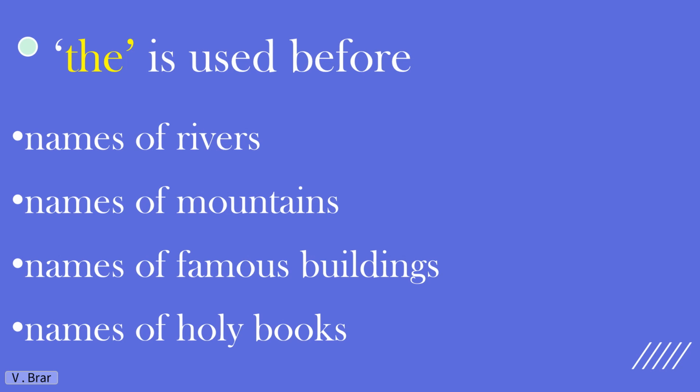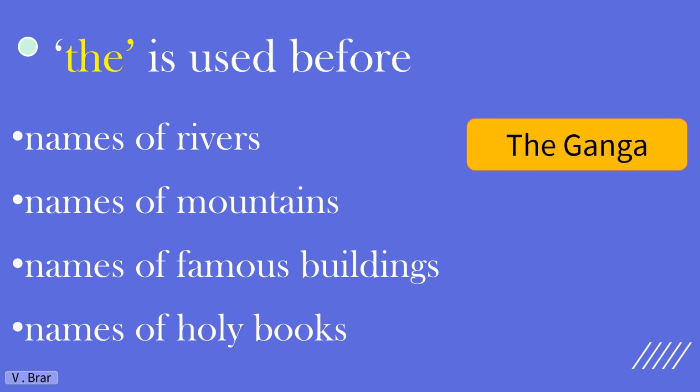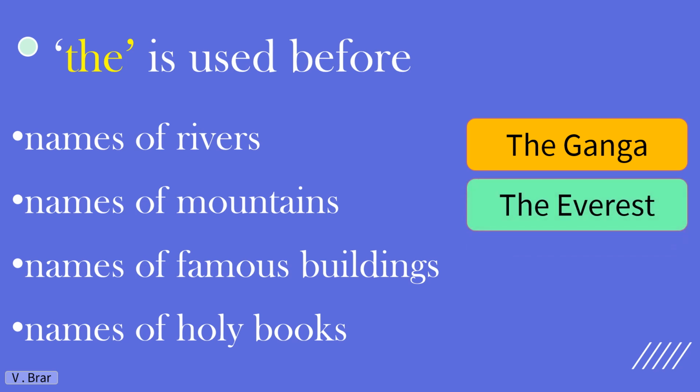Children, always remember the is used before names of rivers. For example, the Ganga. Names of mountains. For example, the Everest. Names of famous buildings. For example, the Taj Mahal. Names of holy books. For example, the Bible.